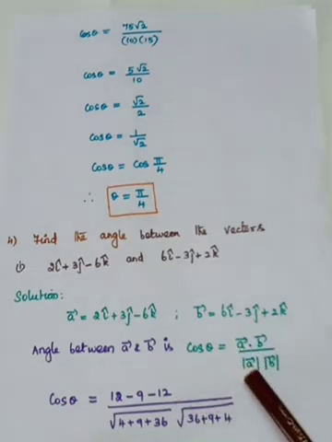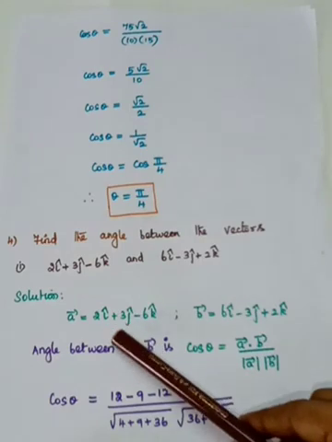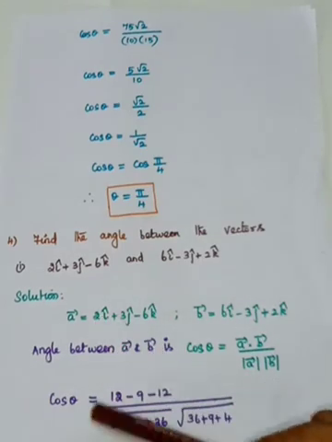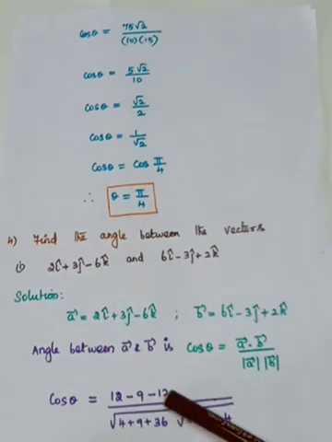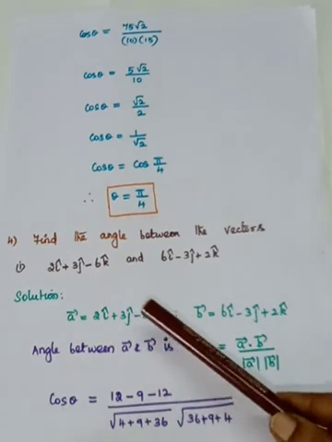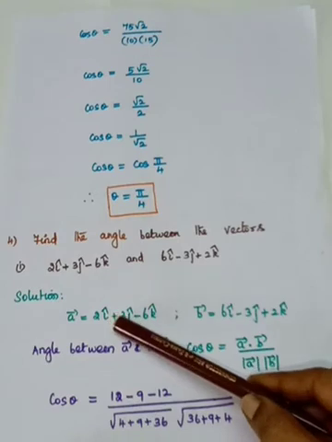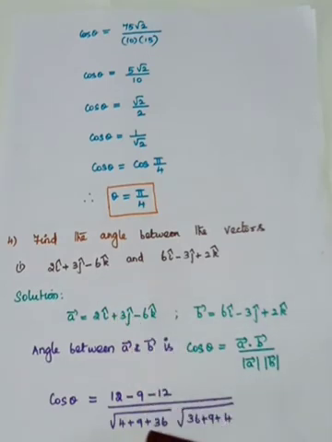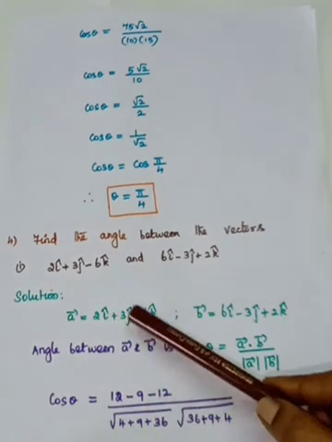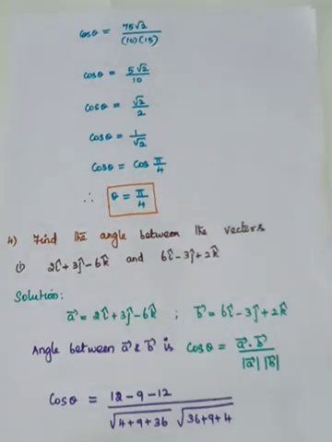Divided by modulus of a vector. How to find the magnitude of a vector? That is nothing but square root of x squared plus y squared plus z squared. Your x is 2. 2 squared is 4. Plus y squared, y is 3, so y squared is 9. Plus minus 6 the whole square. Minus 6 the whole square is 36.